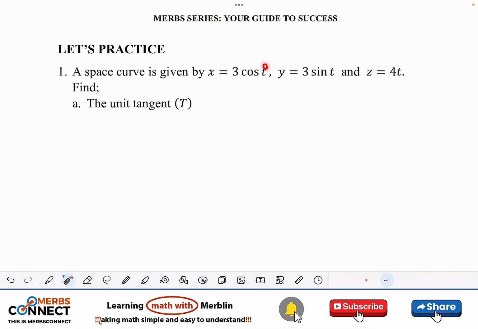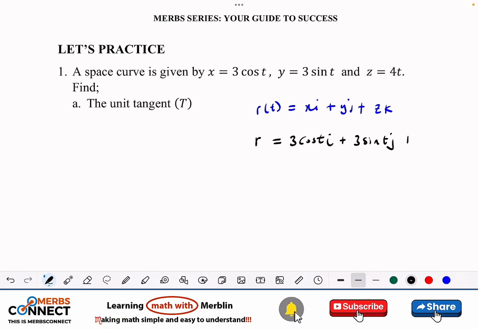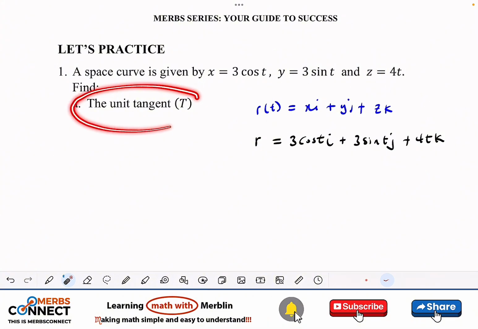So we are given a space curve, with X, Y, and Z, and we want to find the unit tangent. The first thing that we need to do here is to form the parametric equation. Our r of t should be equal to xi plus yj plus zk. So we know r will be equal to 3 cos t i plus 3 sine t j plus 4t k. So this is the r that we need to form using the functions here. Then now we can find the unit tangent.